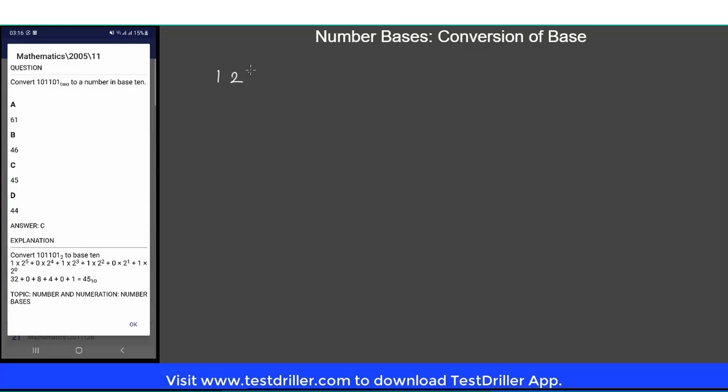You have 1 2 1 in base 3, and now we want to convert to base 10. So how do you go about it? You can recall that the first thing you do is to add the place number. This is 0, this is 1, and this is 2. So you say 1 times 3 raised to the power of 2 plus 2 times the base, which is 3, raised to the power of 1, plus 1 times 3 raised to the power of 0, which is the place number.